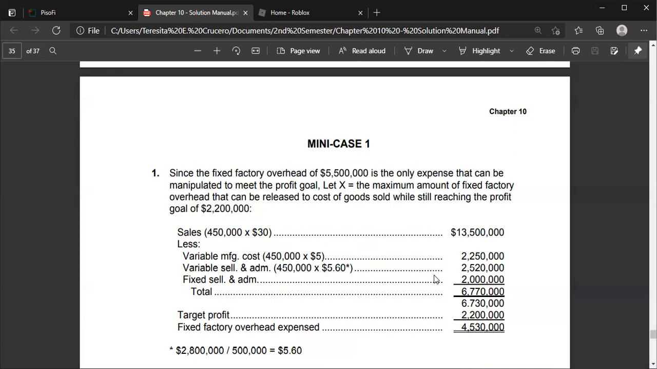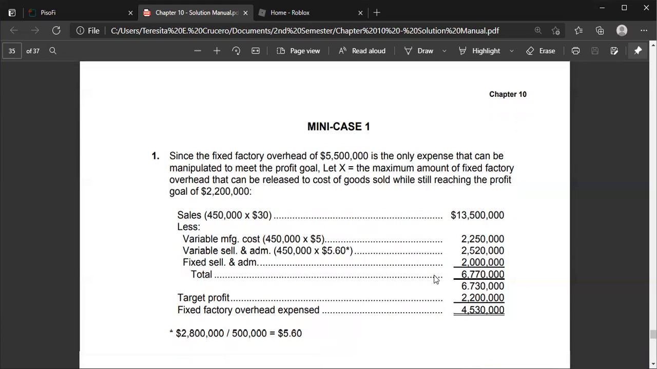Variable selling and admin, given rate is 5.60. So you have 2.8 divided by the number of units sold. Here we have the unit manufacturing cost, which is 5. Then the variable selling and administrative cost at 5.60. Fixed selling and administrative cost of 2 million. Okay, so we have now your total.